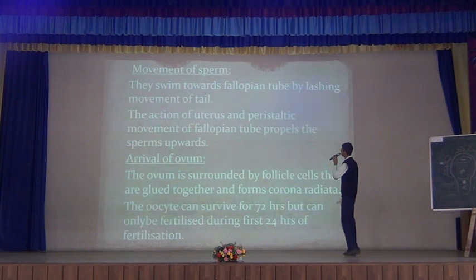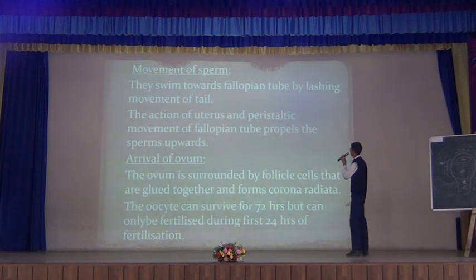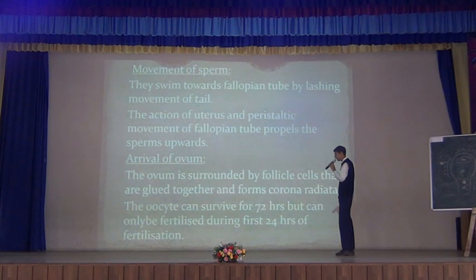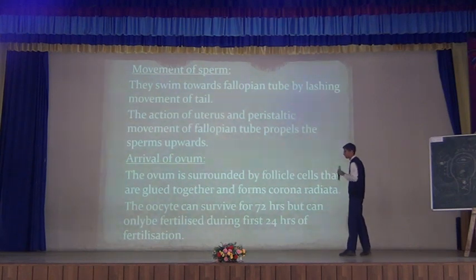Movement of sperm. They swim towards the fallopian tubes to find the ovum, and the action of the uterus and peristaltic movements propel the sperm upwards. Arrival of ovum. The ovum is surrounded by follicle cells, which are glued together to form the corona radiata. These oocytes can survive for 72 hours, but can only be fertilized for the first 24 hours.